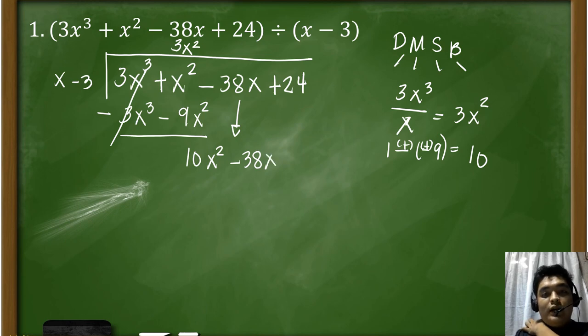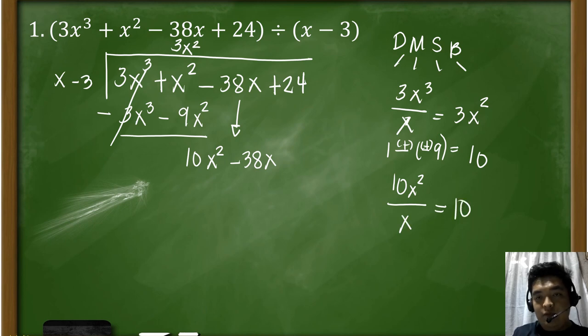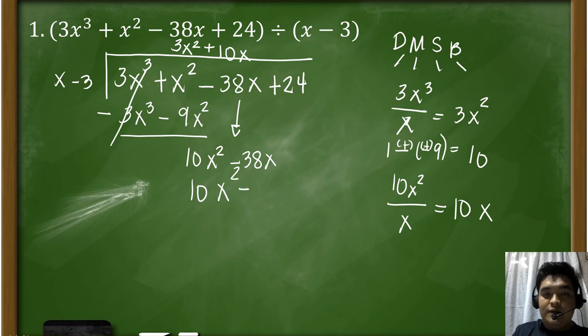After that, go back to divide. So you will divide the first term. That is 10x squared divided by x. 10 divided by 1 is 10. x squared divided by x, very good, that is x. That is positive 10x. So after divide, multiply. 10x times x is 10x squared, and 10x times negative 3 is 30x.